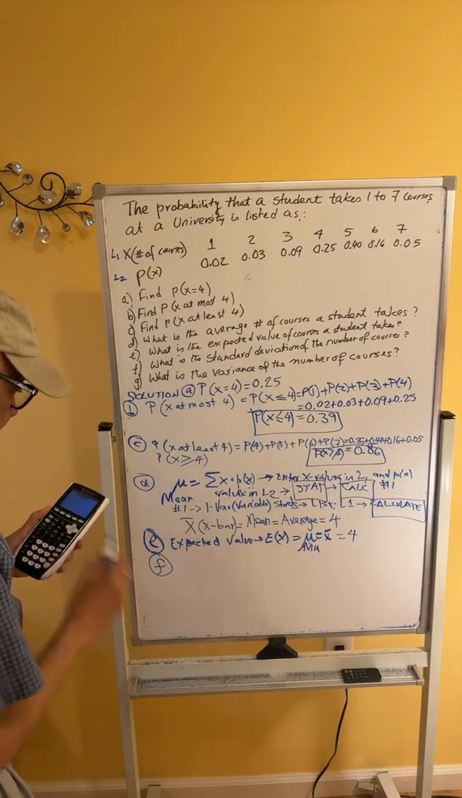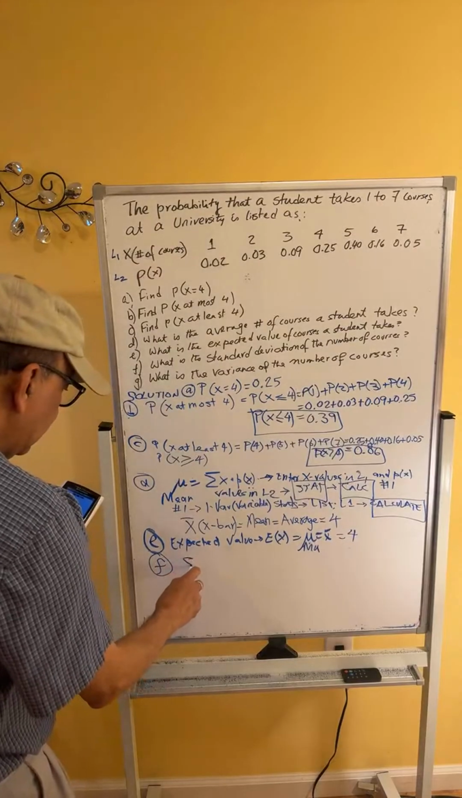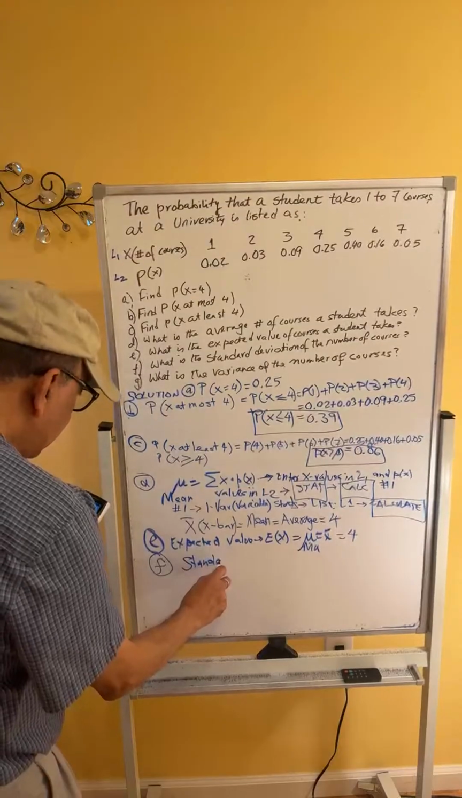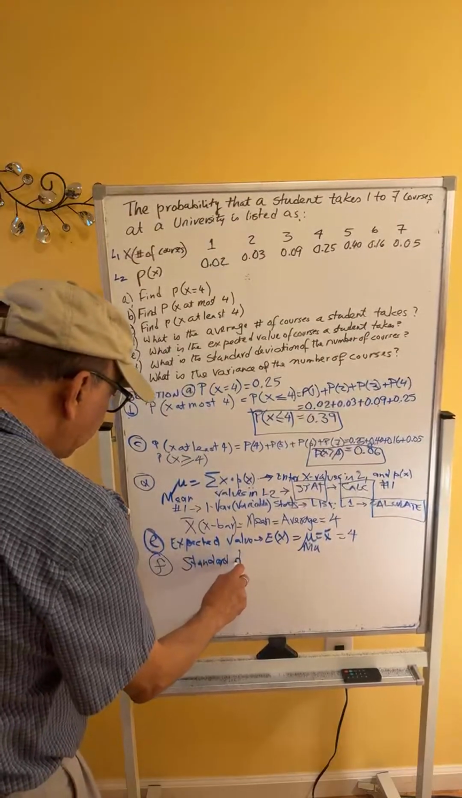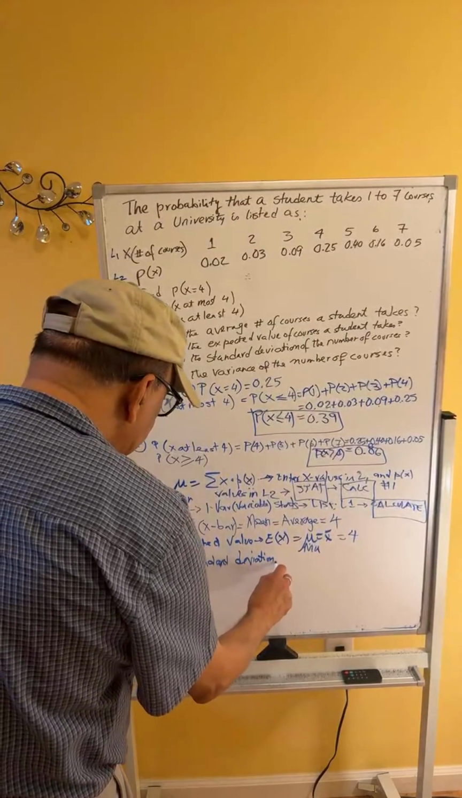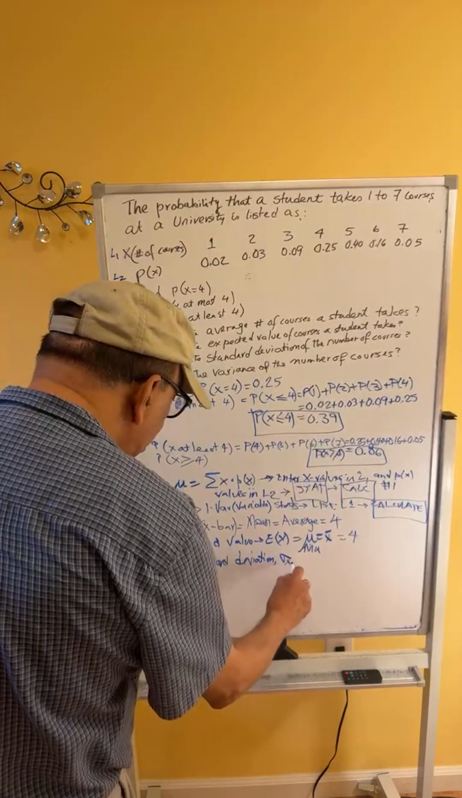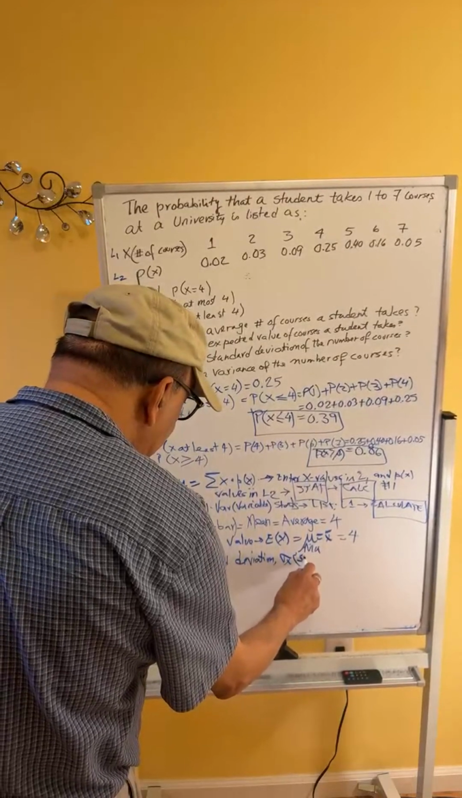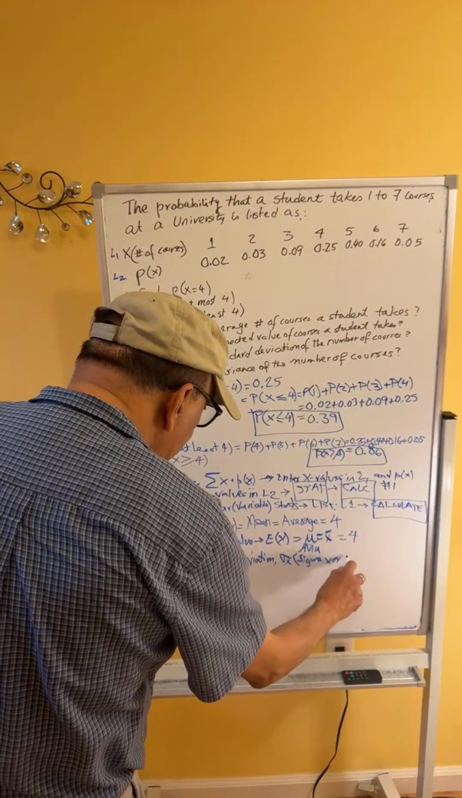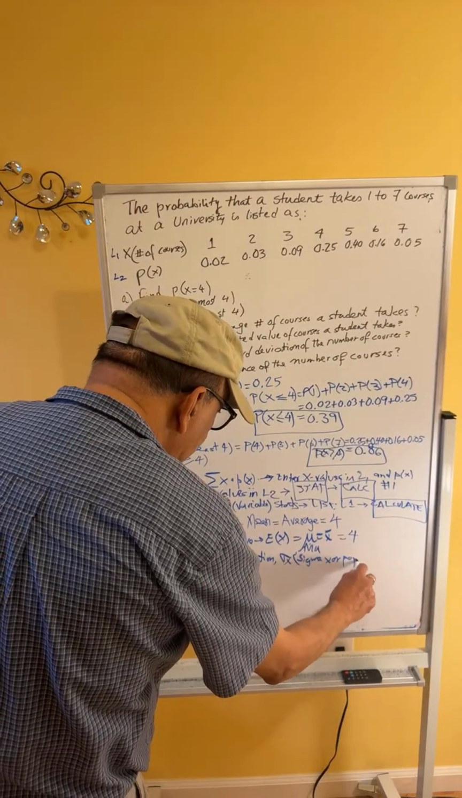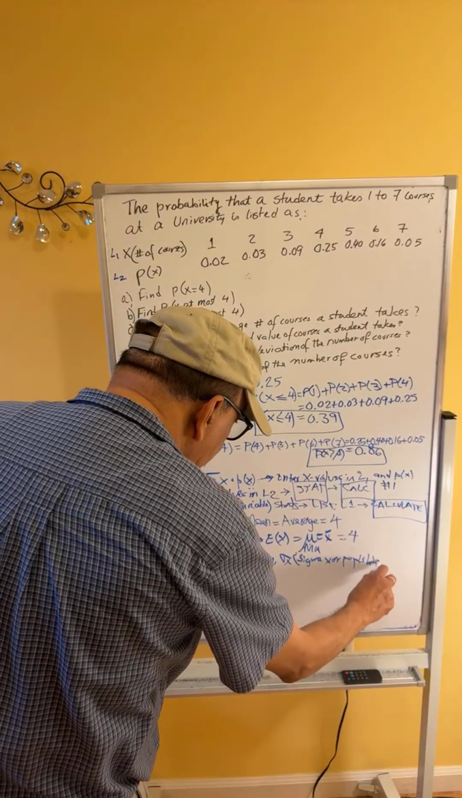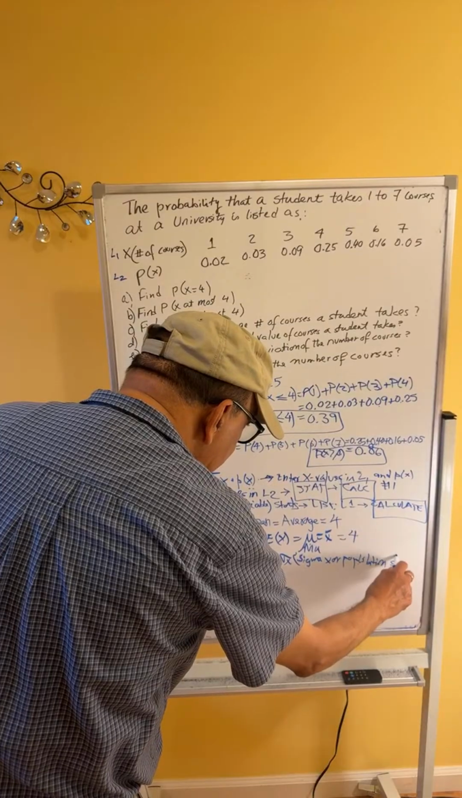Okay, standard deviation. Which one should I go for? I will go for sigma x, the population standard deviation. This is sigma x, or population standard deviation, and that is also on my calculator screen. Population standard deviation.